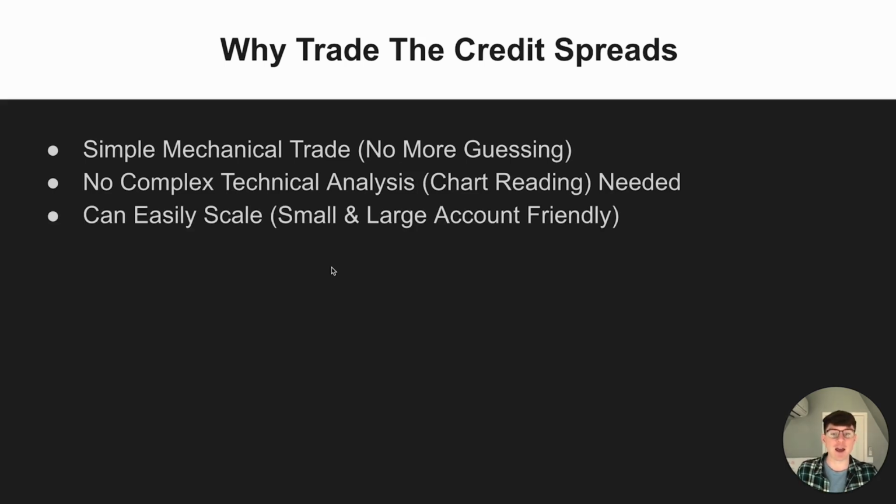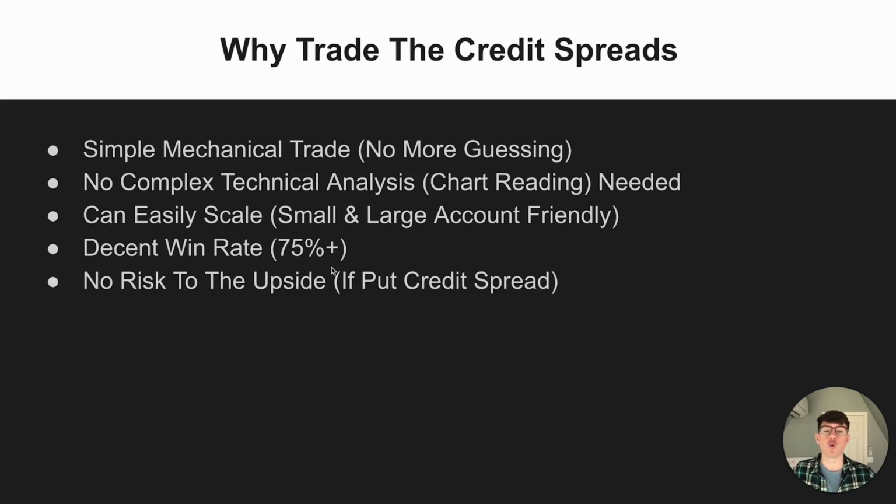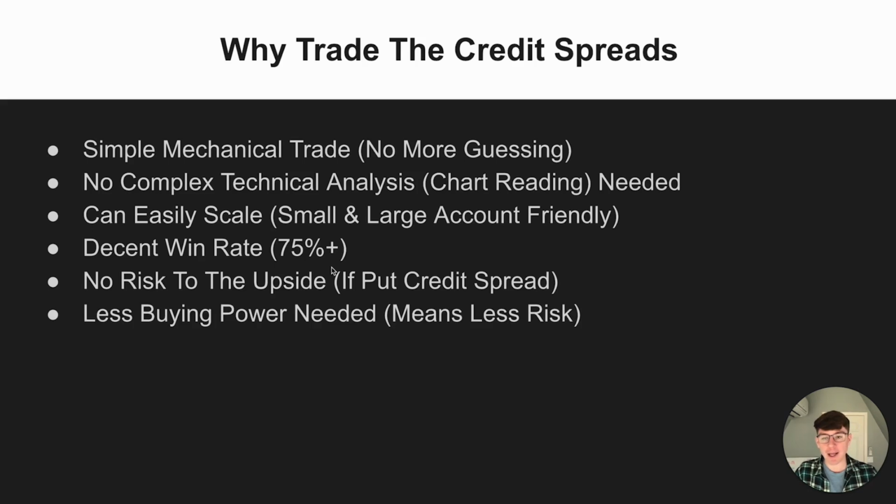It's easy to scale, whether it's a small or large account, you can do this. A decent win rate, about a 75% plus. Since our risks are capped on this, that's pretty good. There's no risk to the upside. Again, if we're put credit spread, the market can go as high as it wants and we'll still make money. It requires less buying power. So unlike selling a normal put, this will take less money, which means it's great for small accounts, or just means it's great for people who want to take less risk.